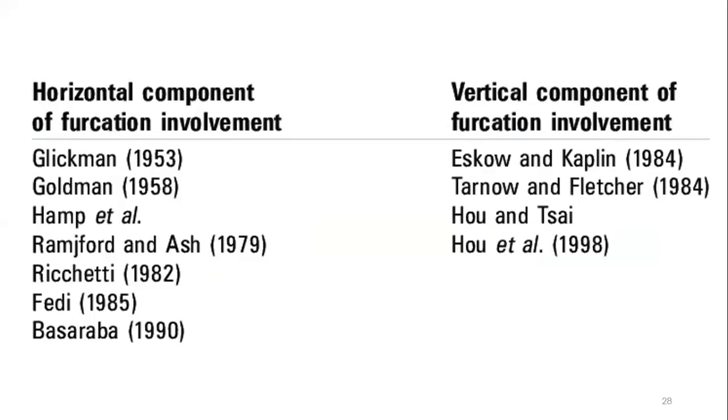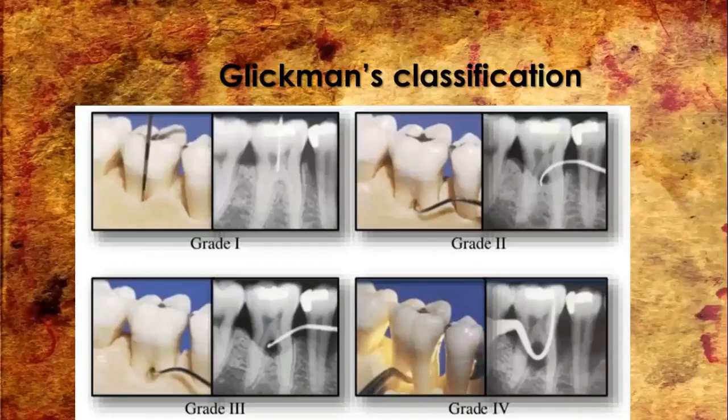I want to focus attention on the most familiar classifications, either vertical or horizontal furcation defect evaluation. Glickman's classification is a horizontal evaluation of the defect. Grade 1 is an early stage, incipient furcation, with no radiographic evidence of bone loss. Grade 2, cul-de-sac with a horizontal component, pocket formation, and loss of interradicular bone, but not through and through.